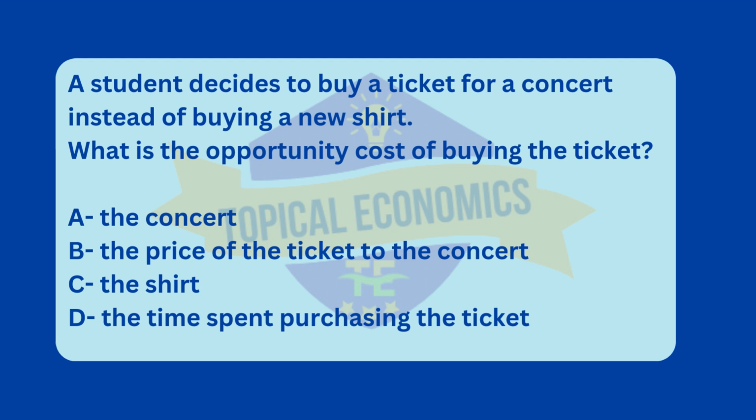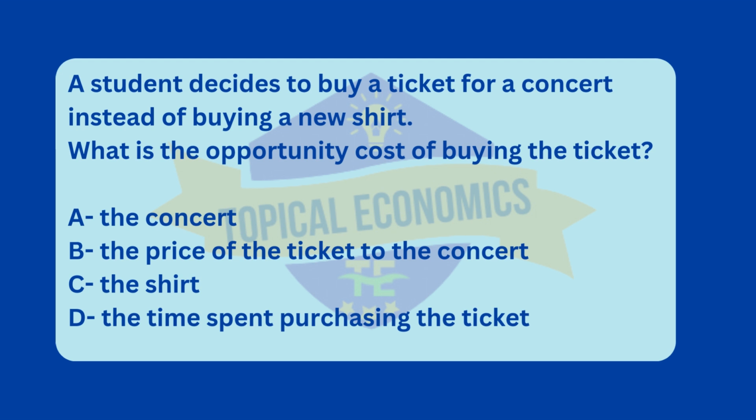The correct answer for this question is option C. The shirt. Opportunity cost is the value of the next best alternative that is foregone when a decision is made. In this case, the student chooses to buy a ticket for a concert instead of buying a new shirt. The opportunity cost is what the student gives up by choosing one option over the other.